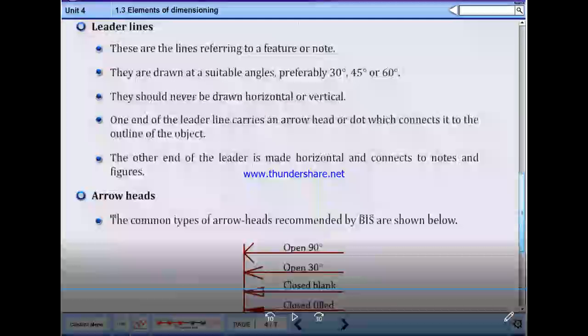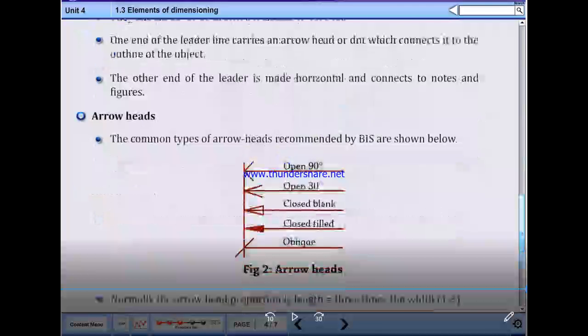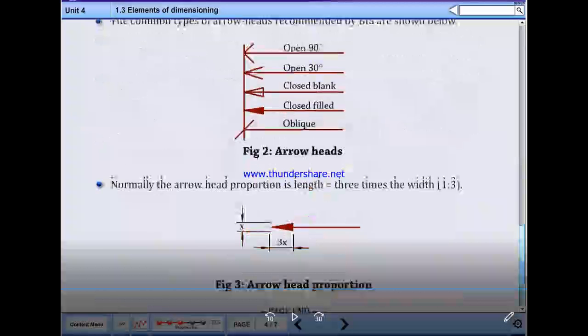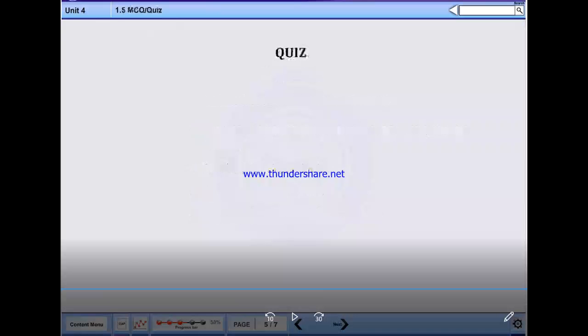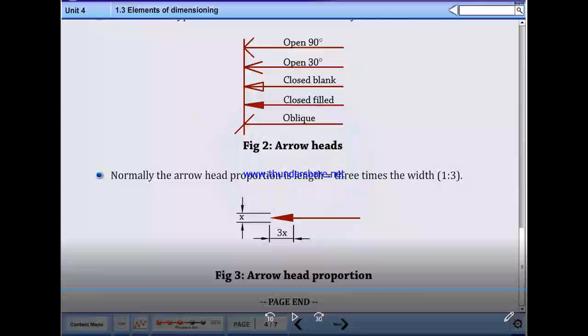Arrowheads. The common types of arrowheads recommended by BIS are as given below: open 90 degrees, open 30 degrees, closed blank, closed filled, and oblique arrowheads. Normally the arrowhead proportion is length equal to 3 times the width, that is 1:3. Please note down. This is the arrowhead proportion.